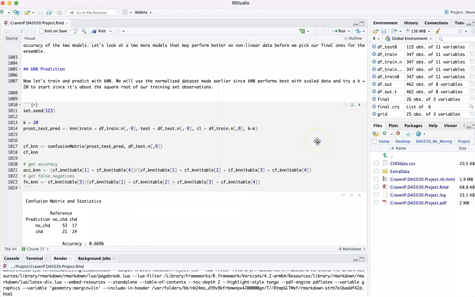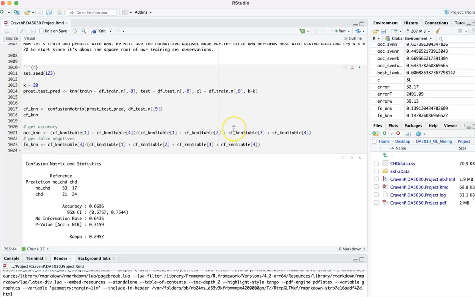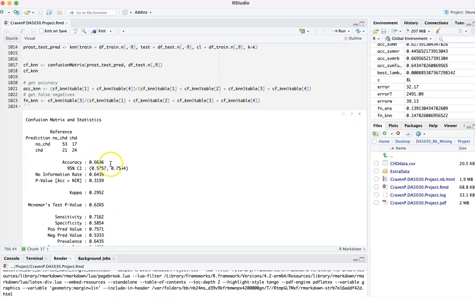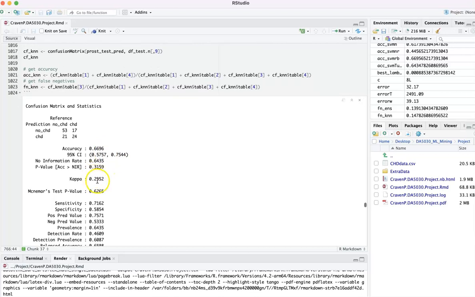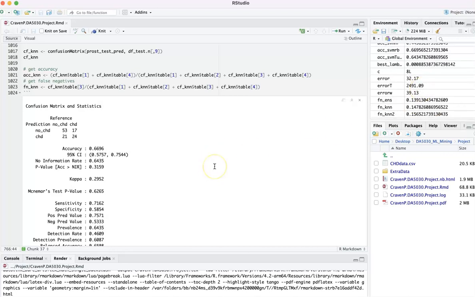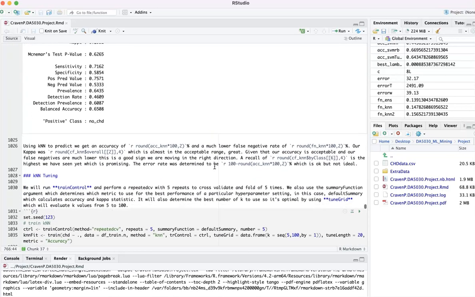All right, with the KNN, I just used the normalized data set that we created earlier. For the first set, I just ran a really simple KNN function, made a confusion matrix here, and just ran it really quickly. You can see just out of the box, I'm at 67%, which is pretty good. Our kappa is the highest that it has been, and our false negative rate was actually pretty low. It was 14.7%, which is one of the lowest we've seen so far.